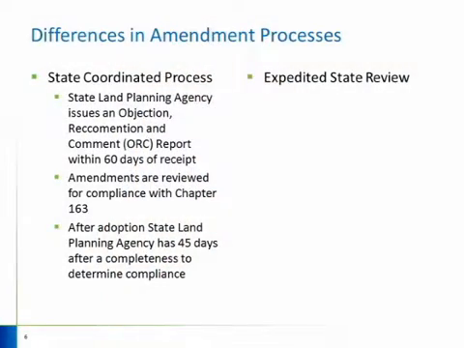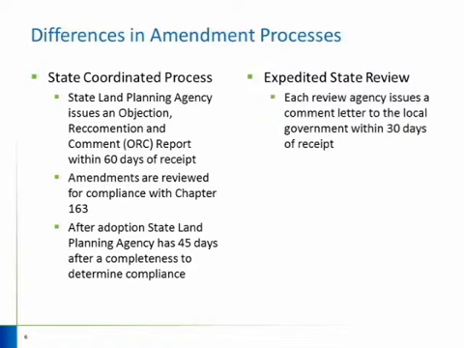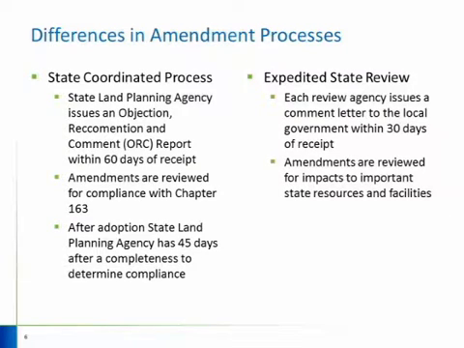Under the expedited state review process, each review agency sends their comments to the local government separately. They each have 30 days to review the amendment for impacts to important state resources and facilities within their purview. They send their comments individually to the local government within 30 days of receipt of the amendment, meaning each agency has a separate time clock from their receipt of the amendment.